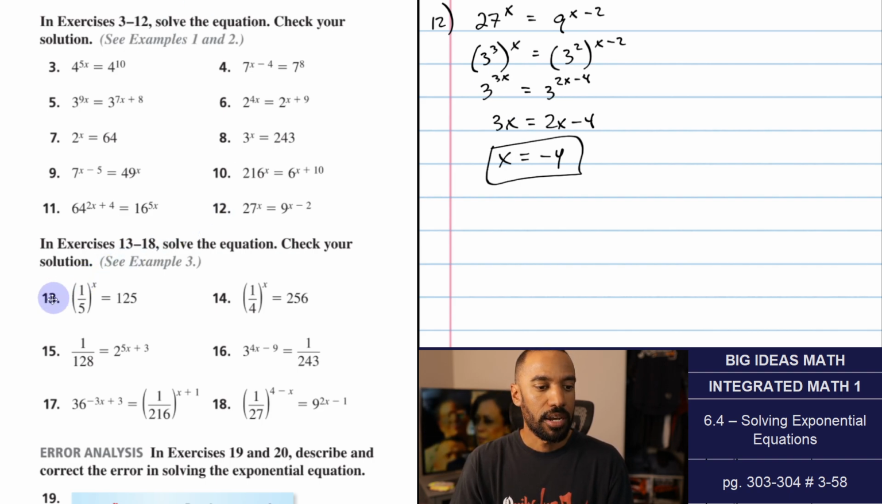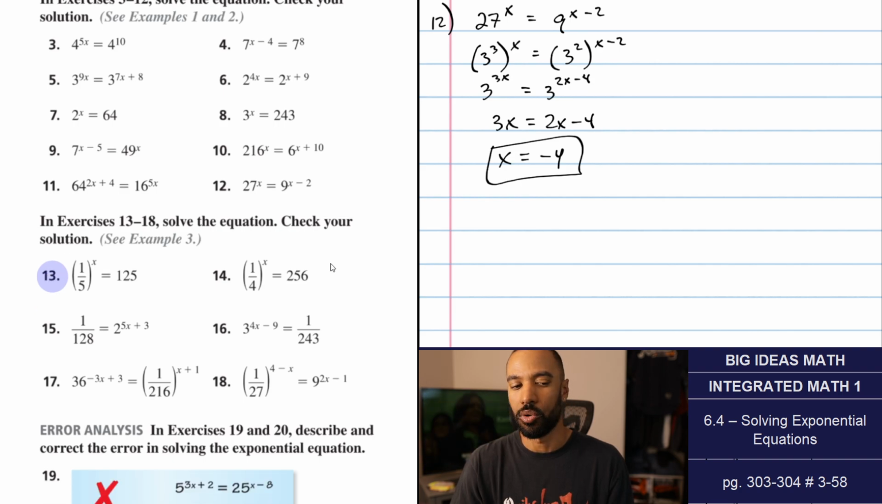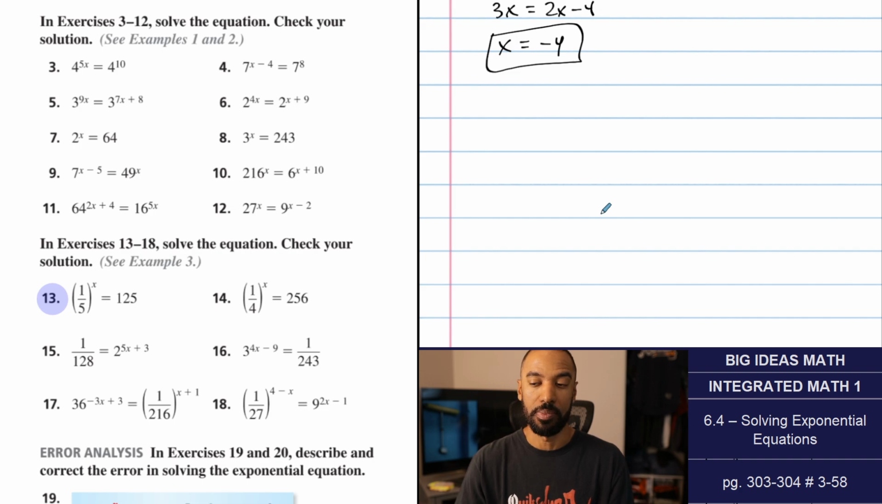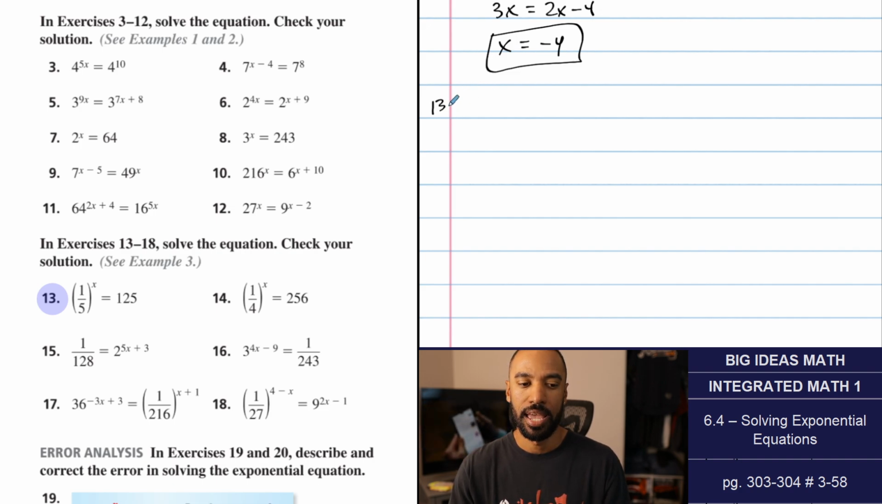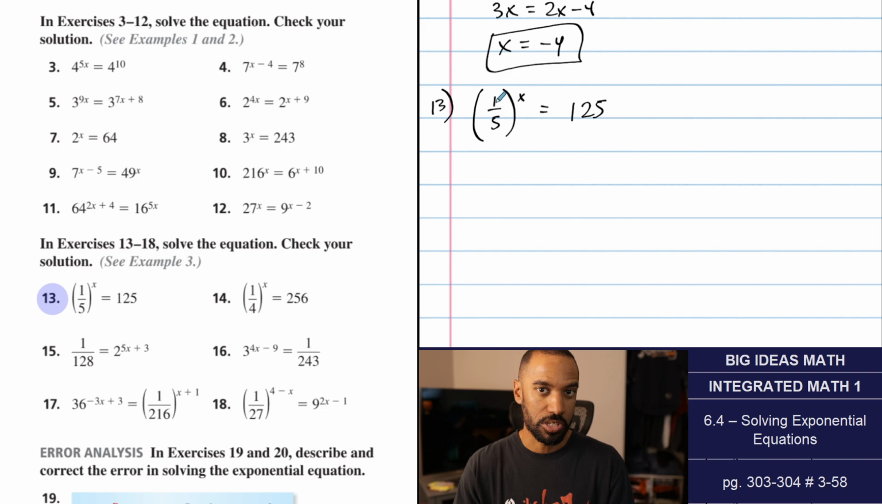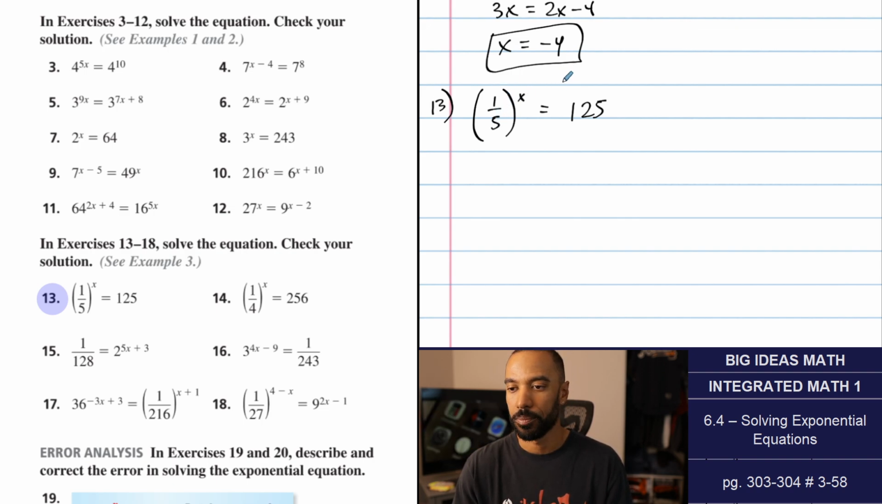There you go. All right, numbers 13 through 18 are where we deal with those fractions. Fractions probably to us mean negative exponents of some sort. In 13 through 18, solve the equation, check your solution. So the first one, 1/5 to the x power equals 125. And I've stated this before. Note how they are wrapping the fraction around parentheses when raised to an exponent. That's actually a required bit so that both parts are raised to the exponent.